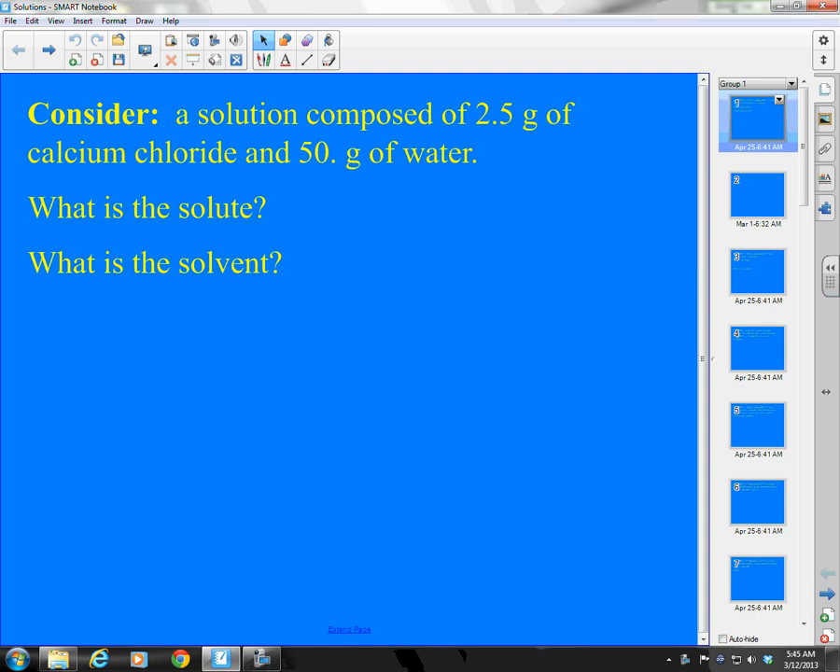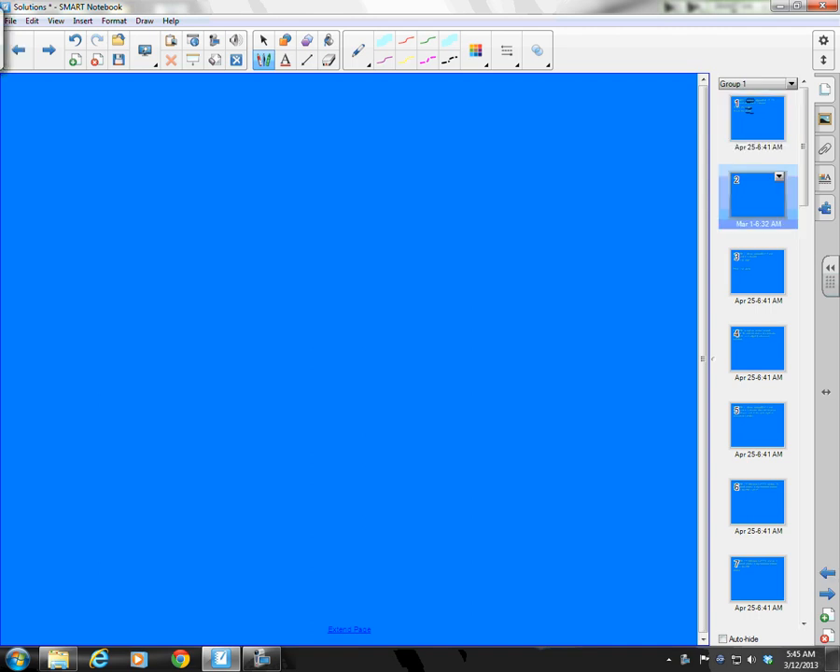Consider a solution composed of 2.5 grams of calcium chloride and 50 grams of water. Okay, I can imagine that, right? What is the solute and what is the solvent? Okay, I think we need to know something more about a solution. So let's go with some notes.